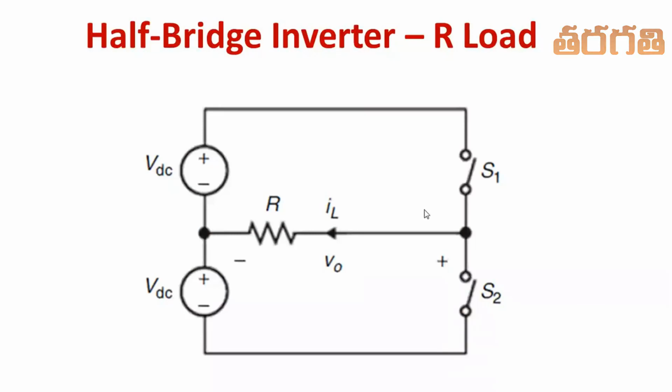An inverter is a power electronic circuit that converts a DC voltage into AC voltage. That is the first point. The second point is that an inverter makes use of switches.